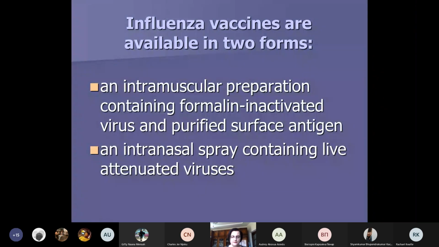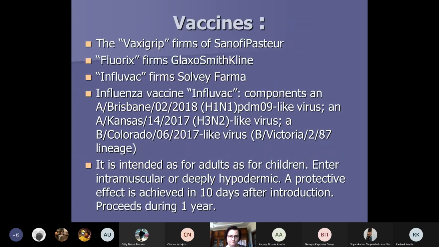Immunization. Influenza vaccines are available in two forms: an intramuscular preparation containing formalin-inactivated virus and purified surface antigen, and also an intranasal spray containing live attenuated viruses. Both are made from egg-grown virus. Vaccine composition is reviewed annually and adjusted to reflect changes in antigenicity and anticipated circulation of viral strains.